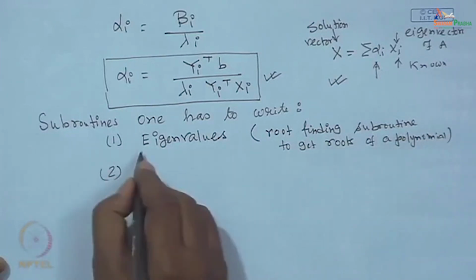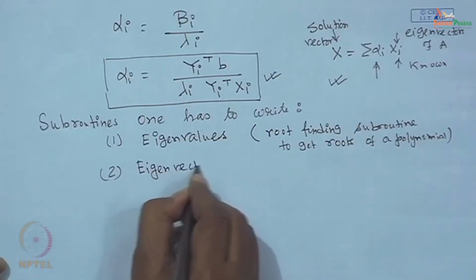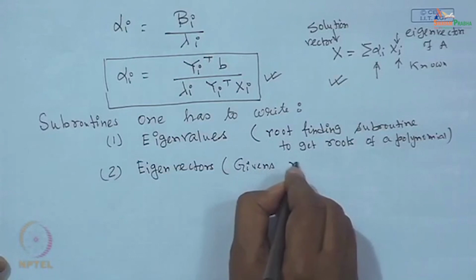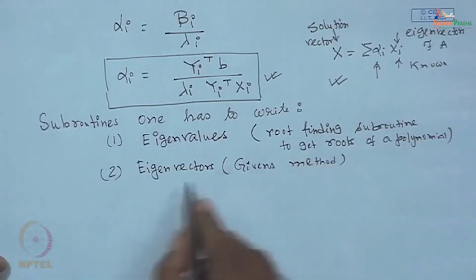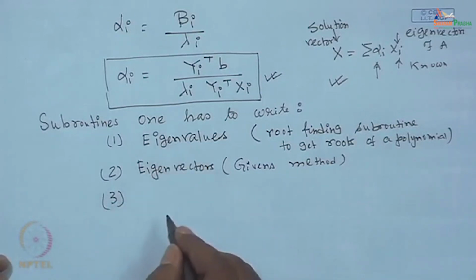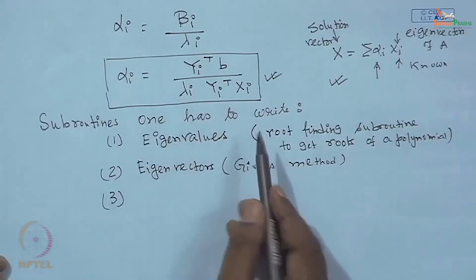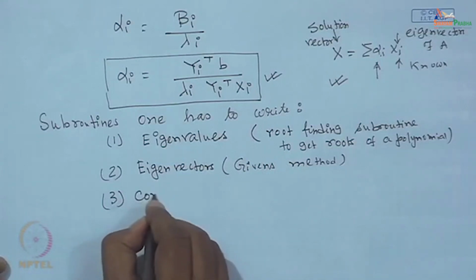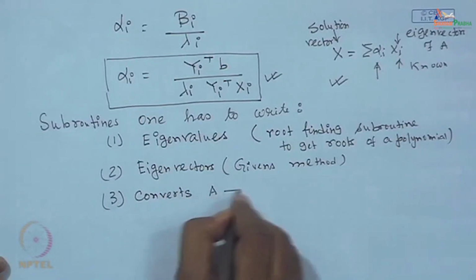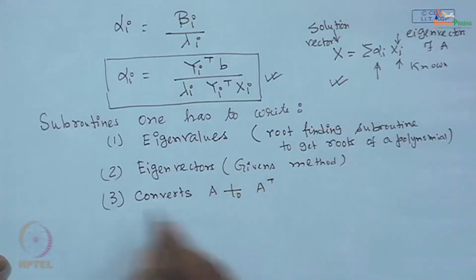Next, corresponding to these eigenvalues, you have to have a subroutine for eigenvectors. Maybe there are several methods, Given's method is one of them. So, you can compute the eigenvectors. Only these two are the major things. Then you have to write a program which will convert A to A transpose, that is again a small program, a couple of lines maybe.